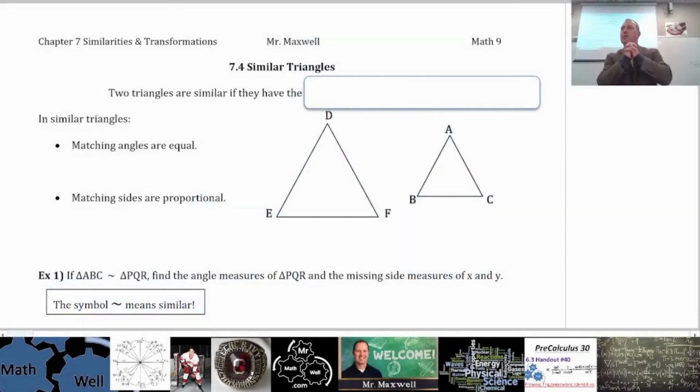All right, so 7.4, yeah, this one's good. I think that's good. Yeah, that's enough.